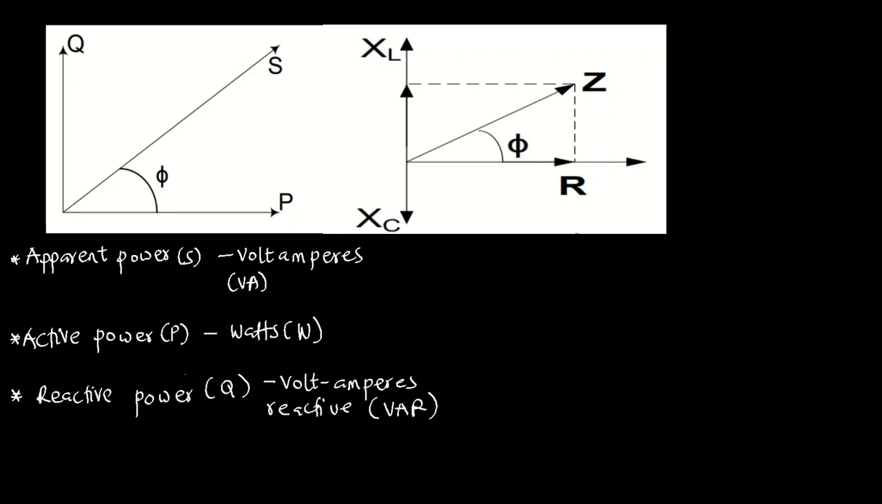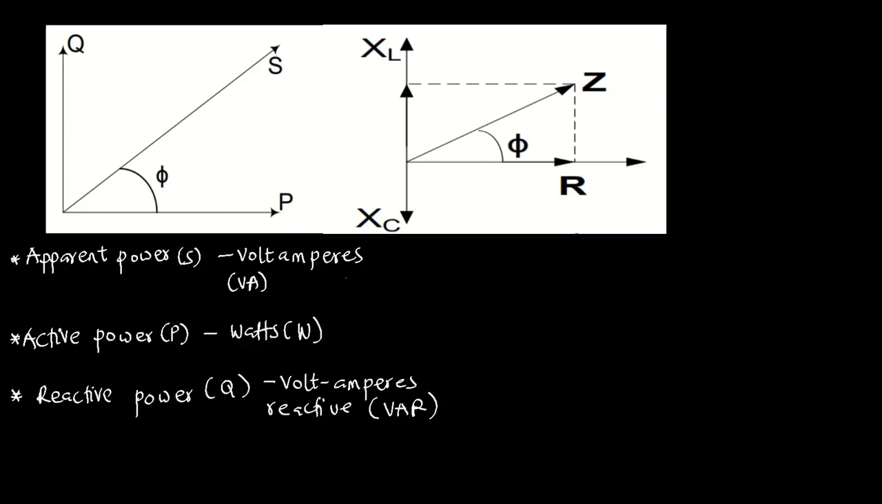So these are the three kinds of power that we have in AC circuits. The apparent power is the total power in the circuit, the active power is the power consumed by resistive elements, and the reactive power is the power consumed by the reactive element.